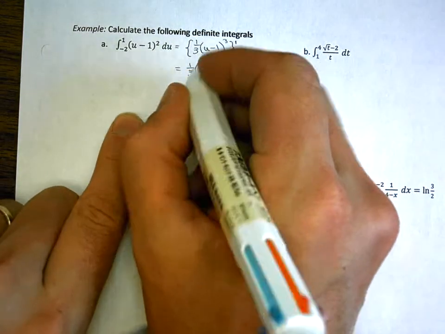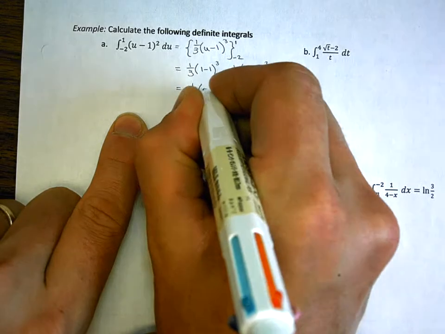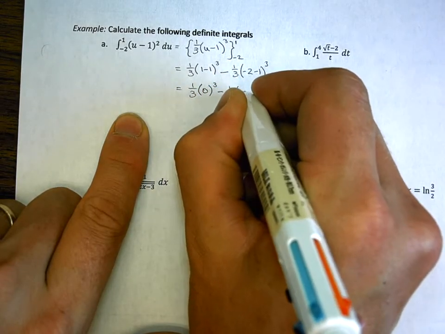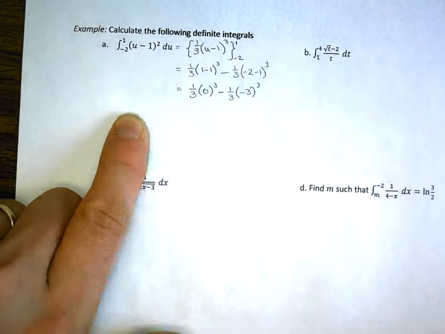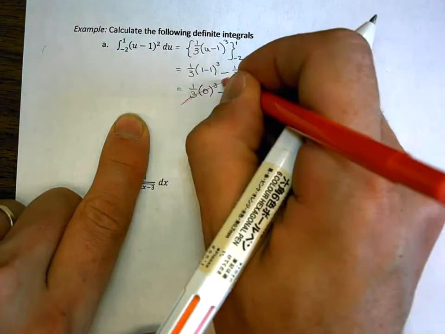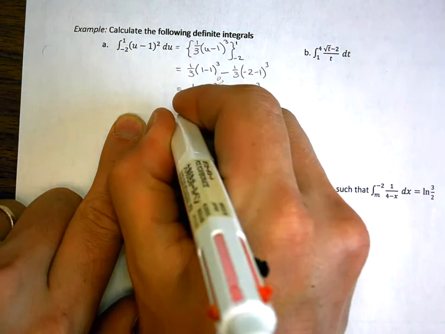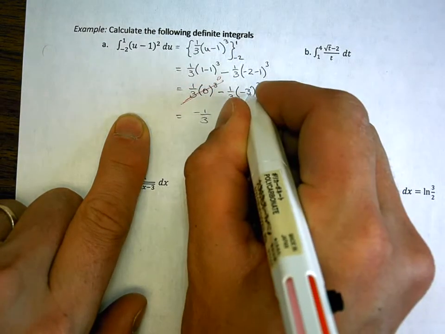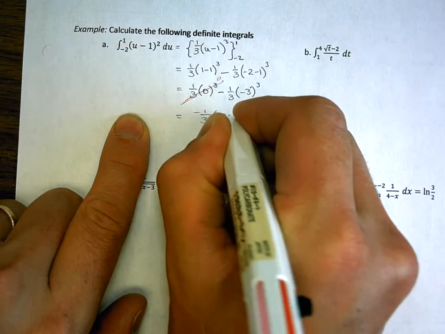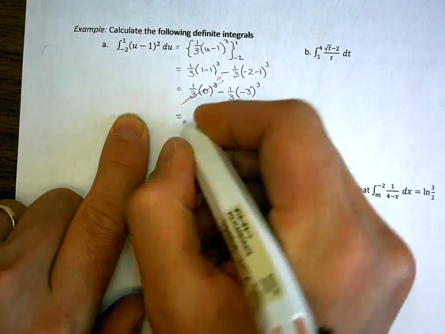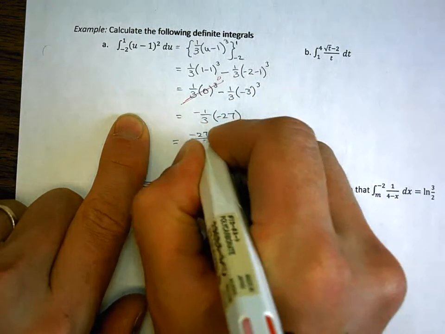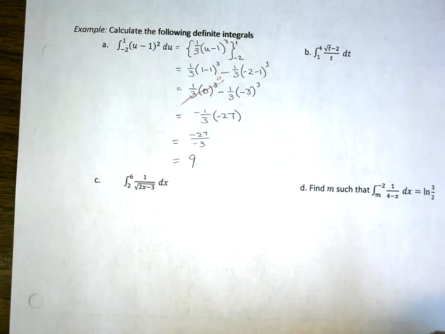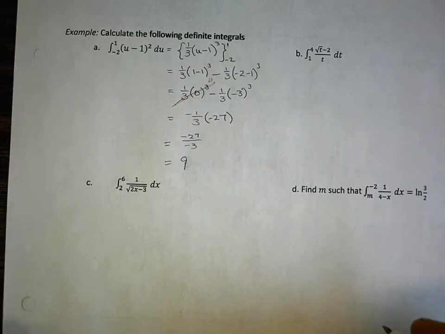1 minus 1, that gives me a third times 0 to the power of 3, minus a third times negative 3 to the power of 3. Okay, 0 times anything is going to disappear. This is going to become 0. So I end up with negative 1/3, and negative 3 to the power of 3 is negative 27. So I end up with negative 27 over negative 3, which gives me positive 9. That's the area under the curve, or a definite integral.